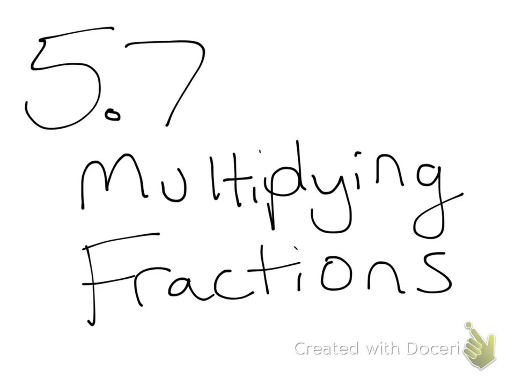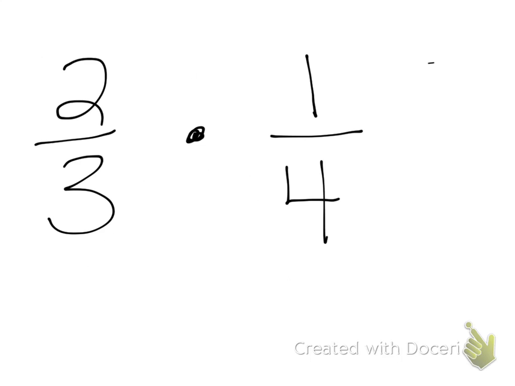So we'll start out with 2/3 times 1/4. Notice I use the dot in the middle. That's what we really need to use, since in algebra we use a lot of x's and stuff like that. So that dot means multiplication. So 2/3 times 1/4. Now again, all I'm doing is computation.